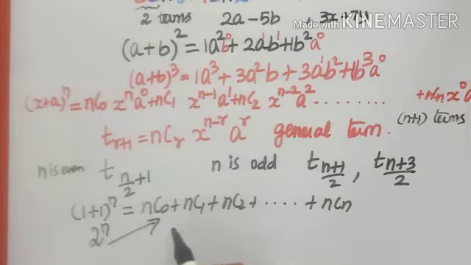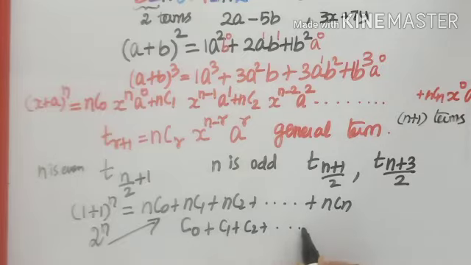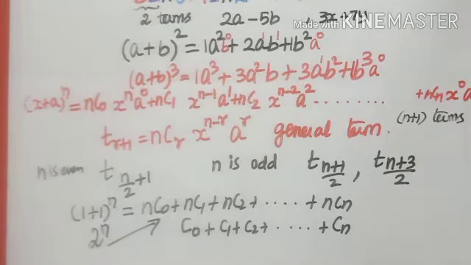Instead of writing NC0, you can also write C0, C1, C2. Another notation for combinations. So, all these things we will list out and remember for the exercise.